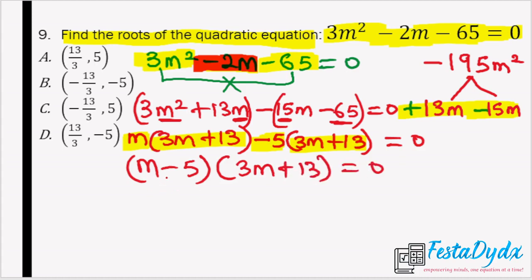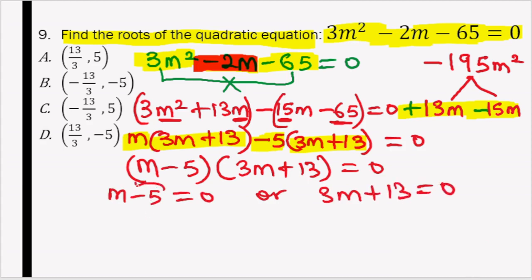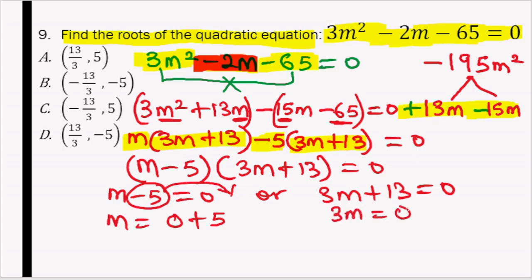So we're going to pick each factor: m minus 5 equal to 0 or 3m plus 13 equal to 0. When we collect like terms, m is going to be 0 plus 5, that's when minus 5 crosses the equation sign. And on this part, 3m is going to be 0 minus 13.